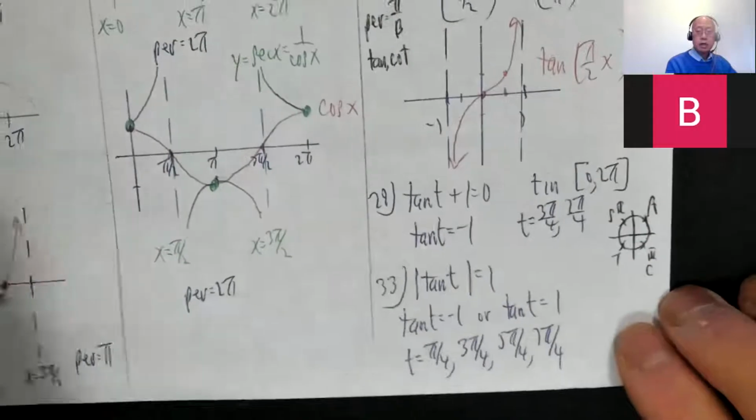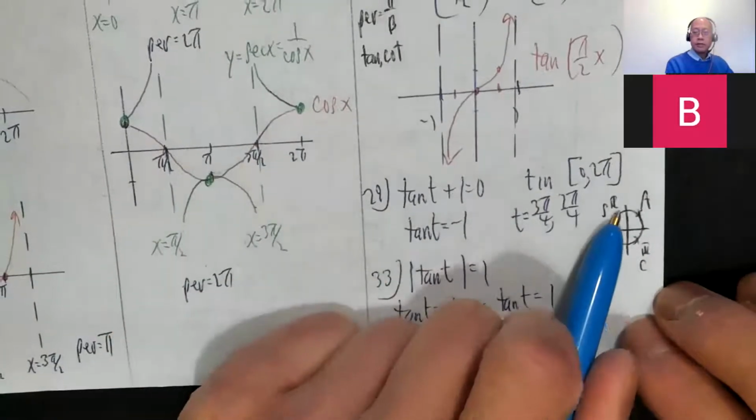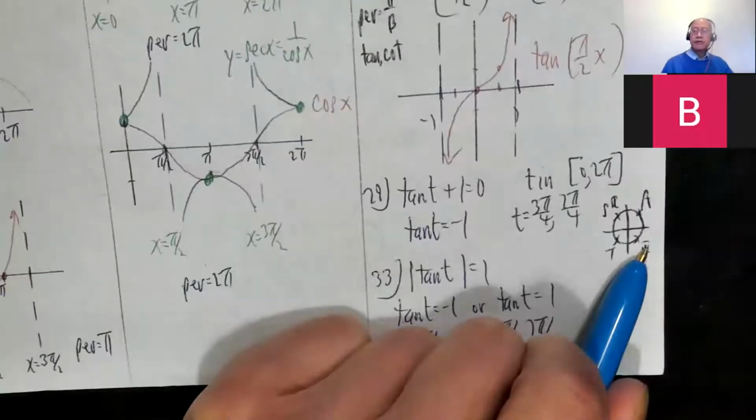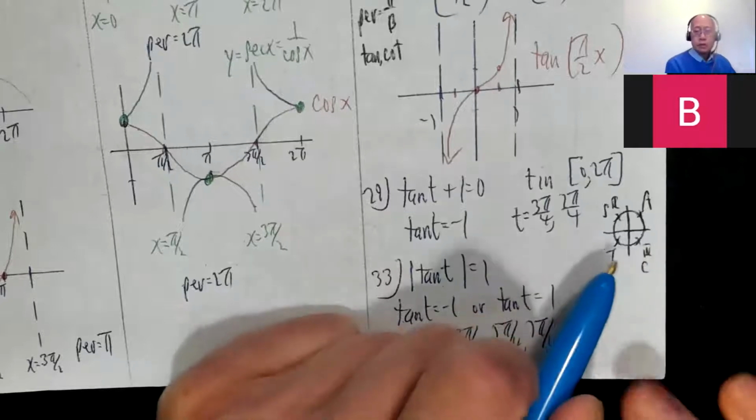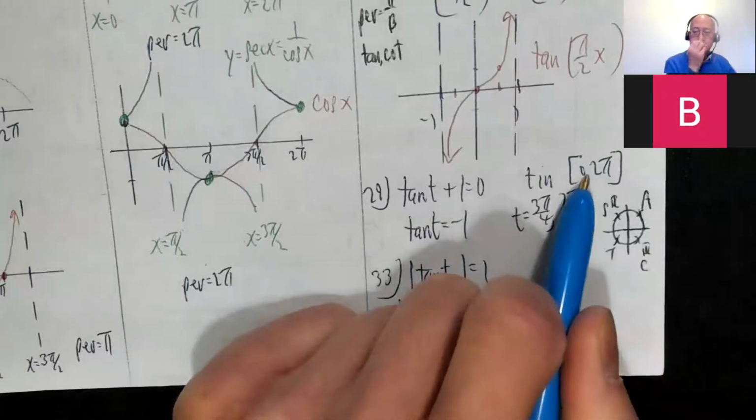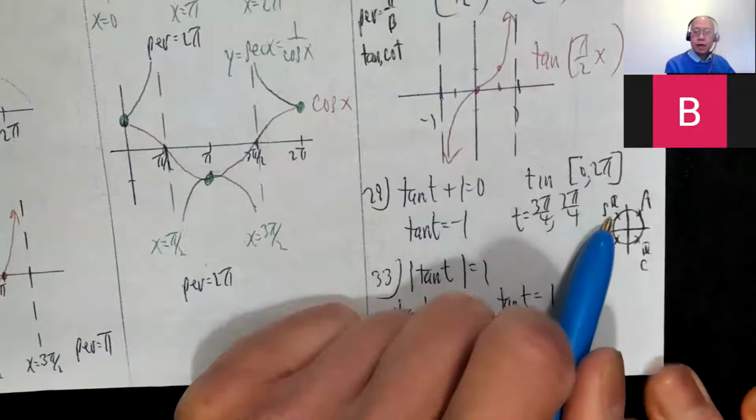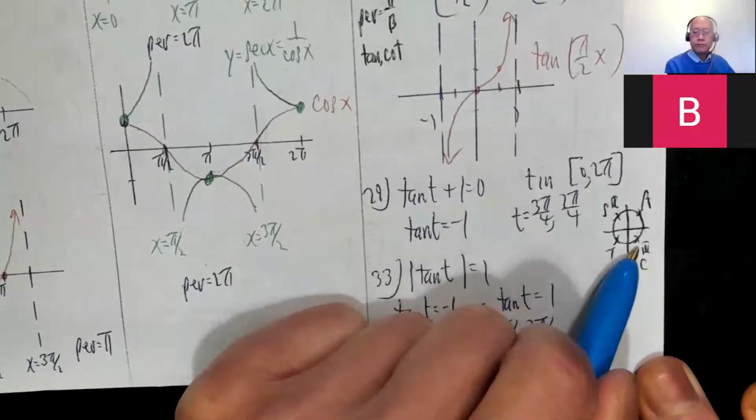So what angles have a reference angle of 45 degrees in quadrant 2 and 4? Well, that's 3 pi over 4 and 7 pi over 4. Okay, so the two angles that I want between 0 and 2 pi are 3 pi over 4 and 7 pi over 4.